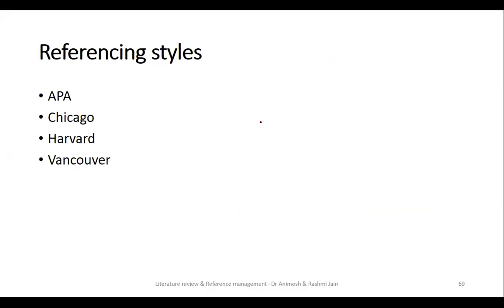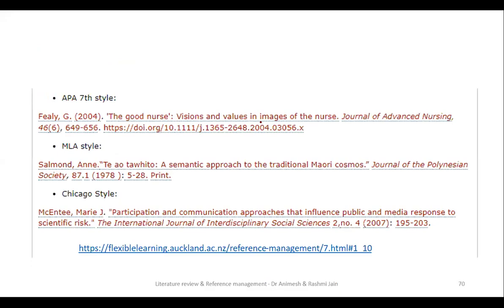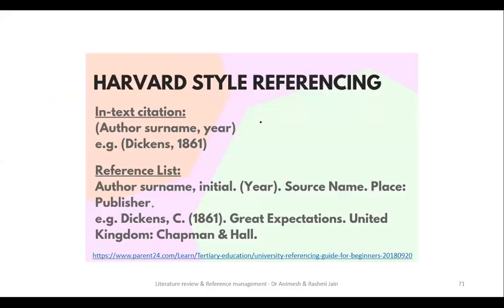There are different types of referencing style. I've put very few here, but there are many of them. I'll show you some examples, but we'll move forward and then we'll look at Vancouver. So APA style, Chicago style, Harvard style, Vancouver style, many of them are there. APA, you can see MLA, Chicago. So all these different styles are there. Harvard is one of the styles which is used in some of the journals.